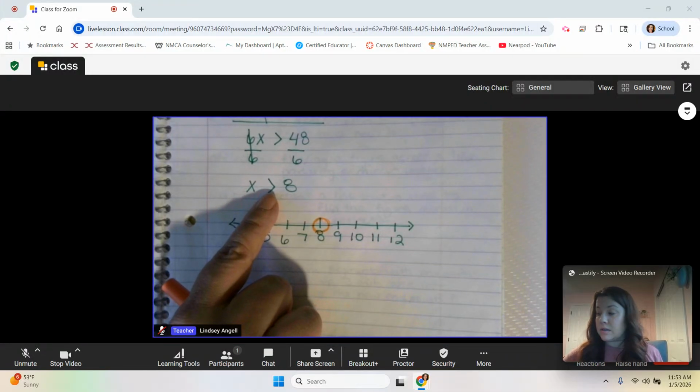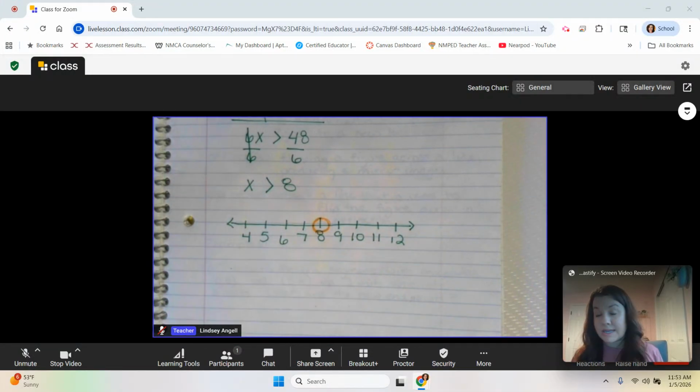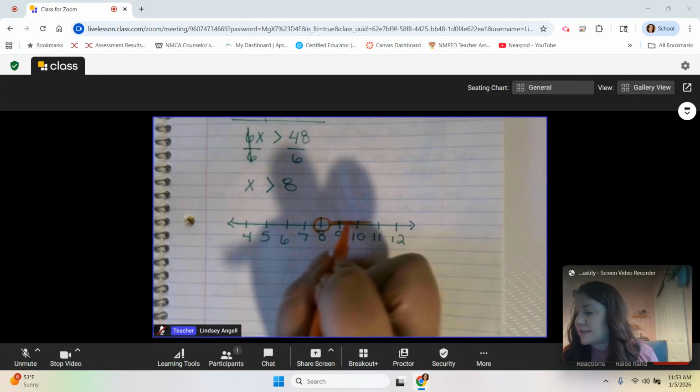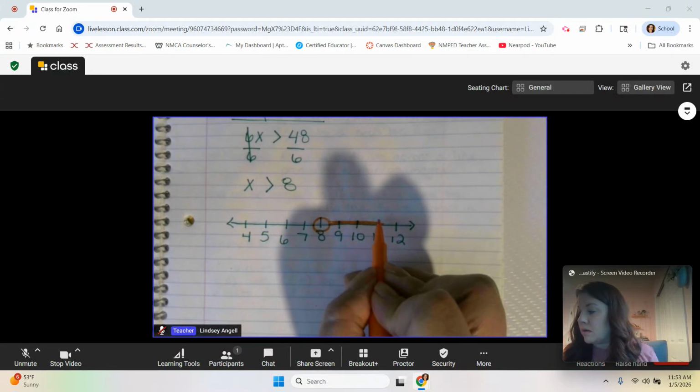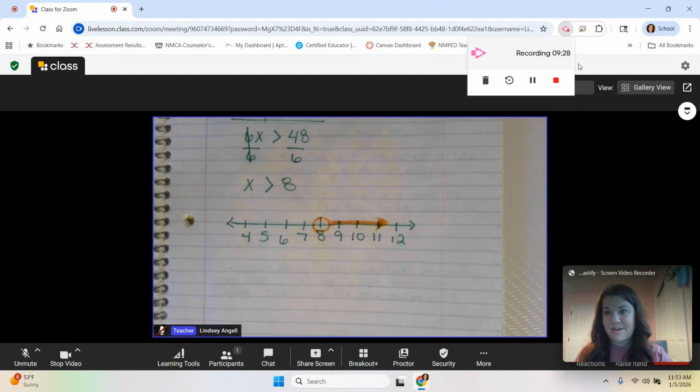With this, the greater than symbol looks like it's pointing to the right. So that's the direction that my arrow should face as well. Okay? So you're looking for a graph that looks similar to that. All right? And as always, if you need extra support, just let me know.